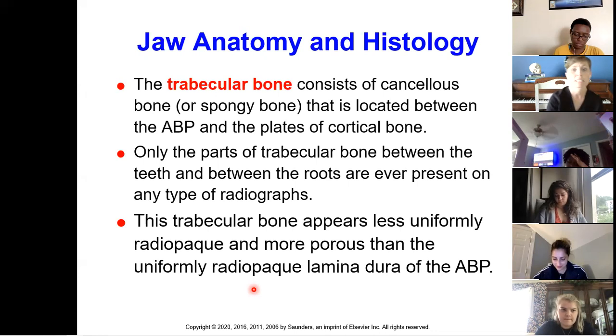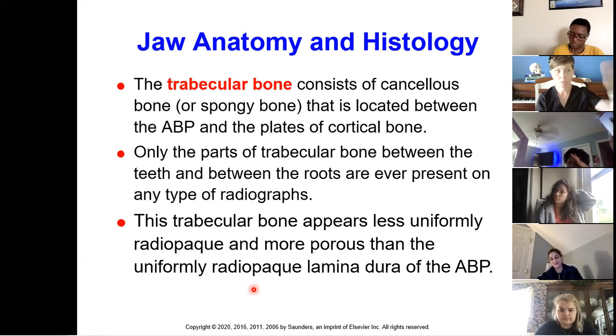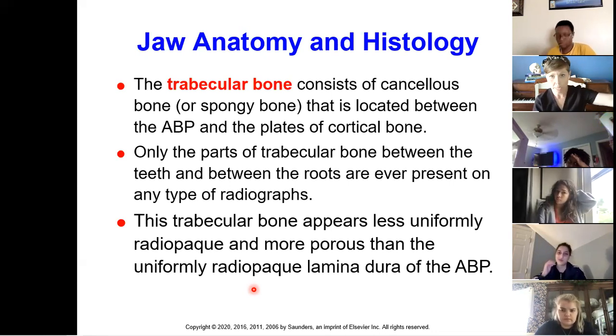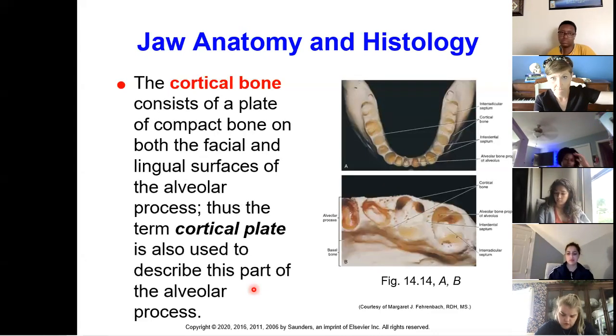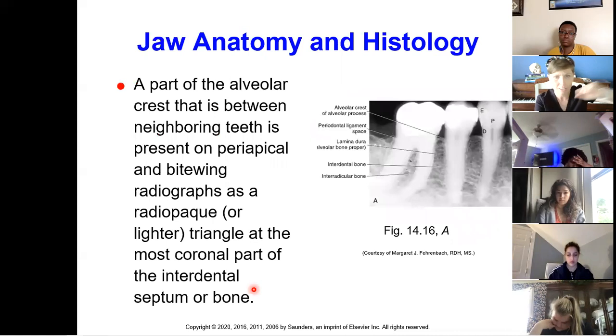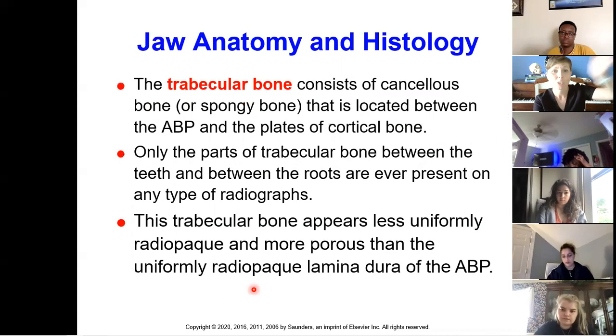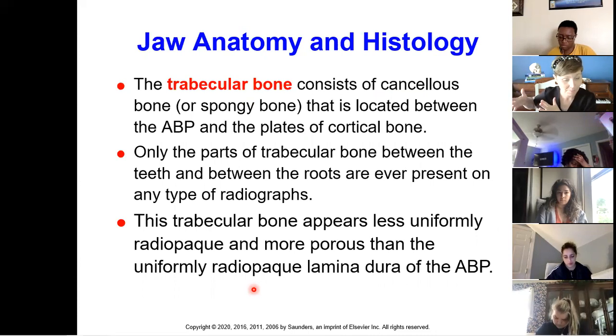Trabecular bone consists of cancellous bone or spongy bone that is located, so real quick, your cortical plate bone is what type of bone? Compact. Yes, good. So then your trabecular bone is what type? Spongy. Yep, or cancellous, good job. That is located between the alveolar bone proper and the plates of the cortical bone.